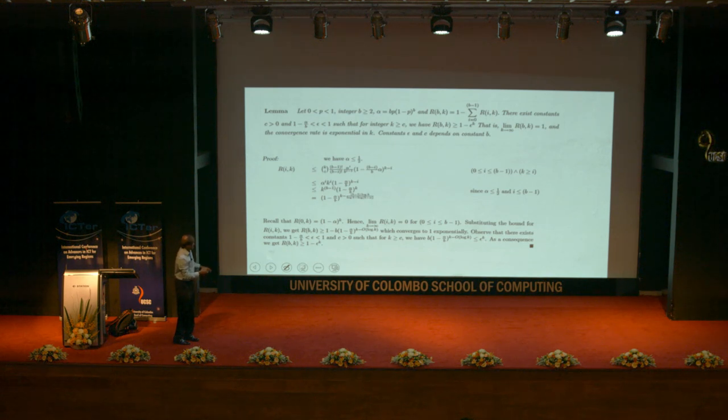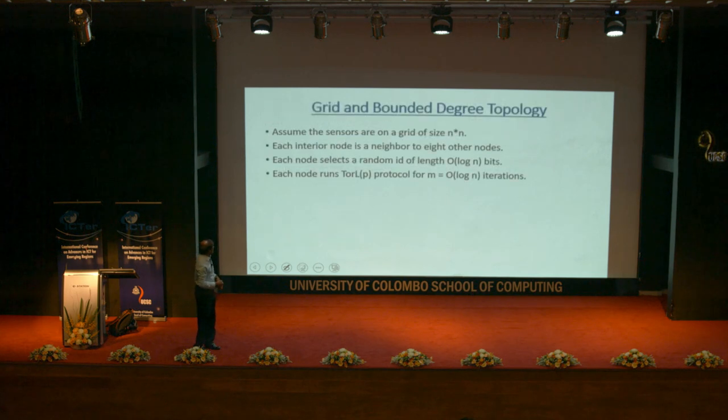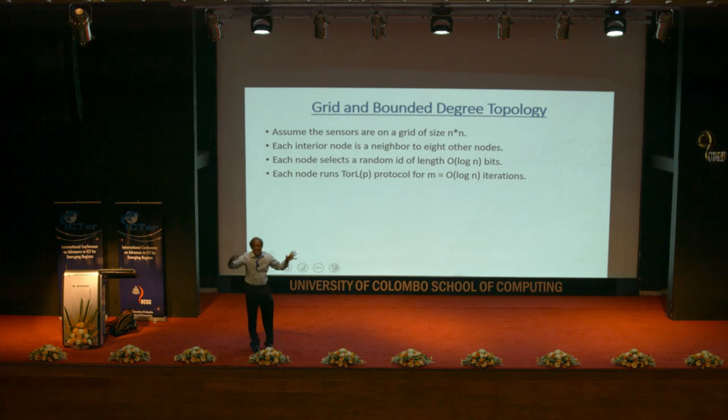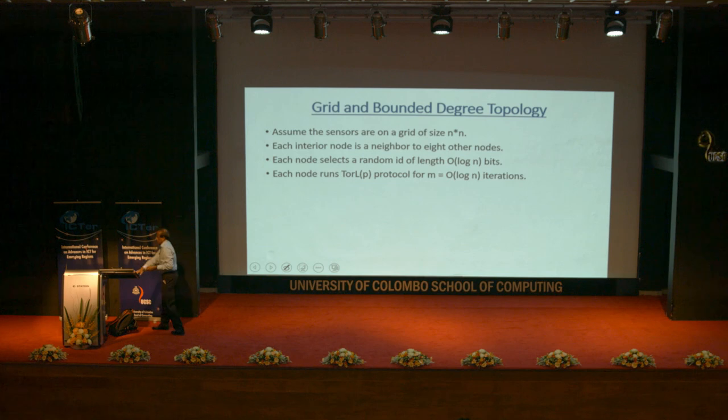And by the way, you go through this and you can show we get something like this. And this is for B. What we do now is look at a specific case for a grid, because these things are kind of abstract. So let's look at a concrete thing. Assume the nodes are on a grid, which is easy to visualize. So it's something like this.